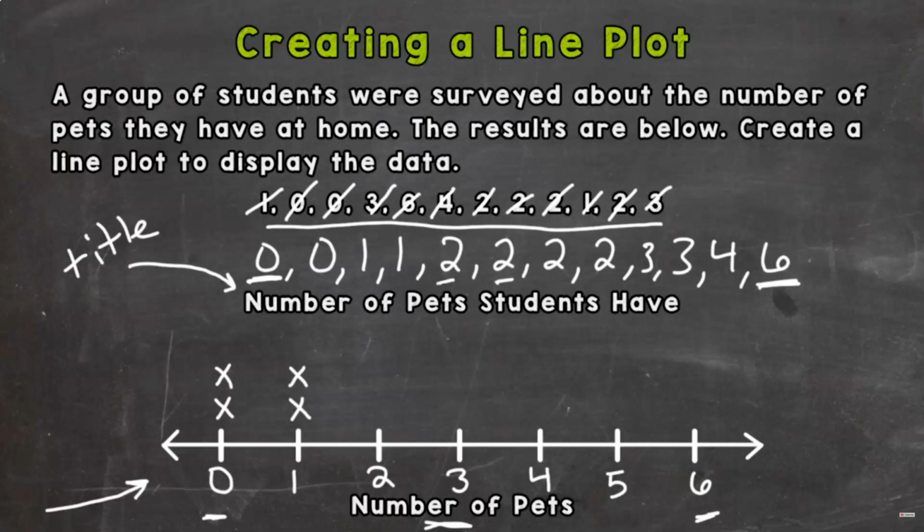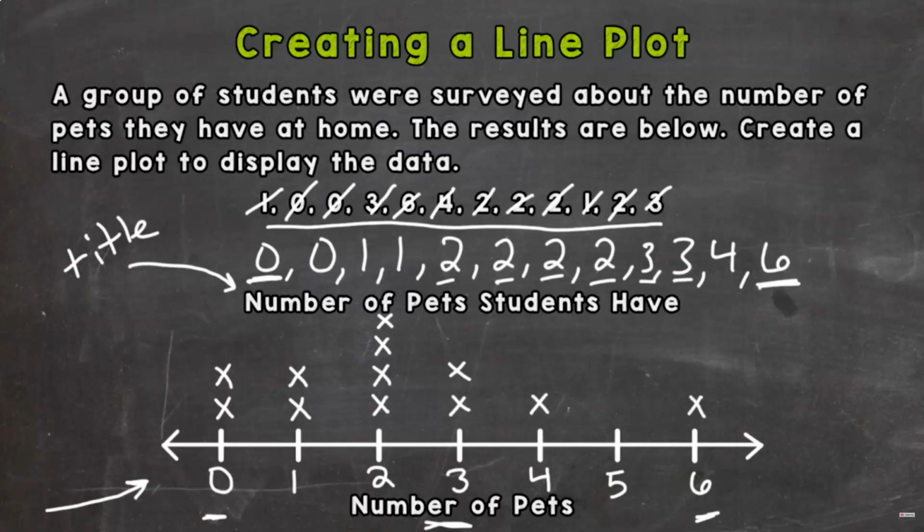Well, 1, 2, 3, 4. So we need 4 X's to represent those 4 students. 1, 2, 3, 4. Then we check how many students have 3 pets. 1, 2. How many students have 4 pets? 1. How many students have 5? None. So we do not put anything above that 5. And then 1 student has 6 pets.